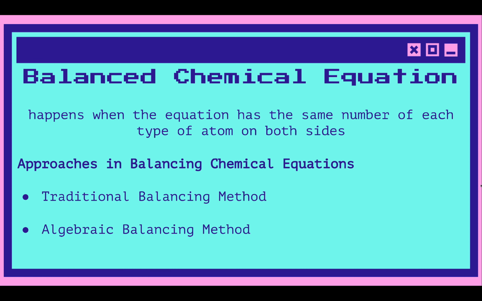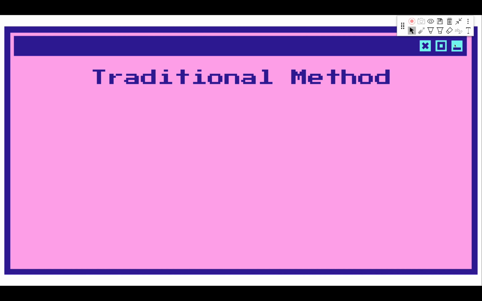Now in this video, I'm going to show you two approaches in balancing chemical equations. First is the traditional balancing method, and second is the algebraic balancing method. Let's start with the traditional method. The traditional method involves trial and error. For example, hydrogen reacts with oxygen to yield or form water.